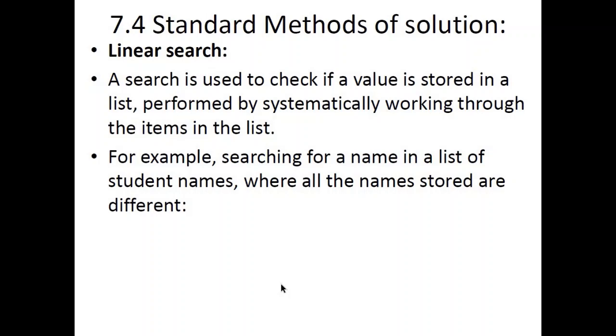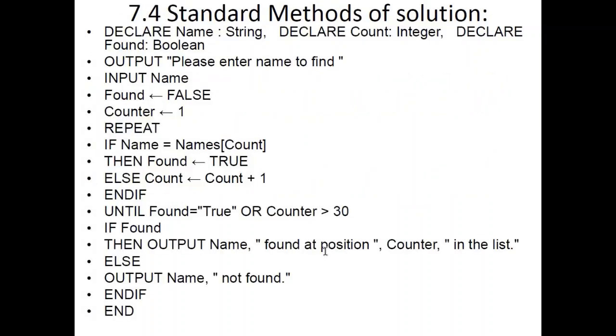For example, searching for a name in a list of student names where all the names stored are different, or searching for marks out of a list of marks, or searching for a specific roll number, etc. This is a very simplified and rather easy algorithm that you can use for linear search.